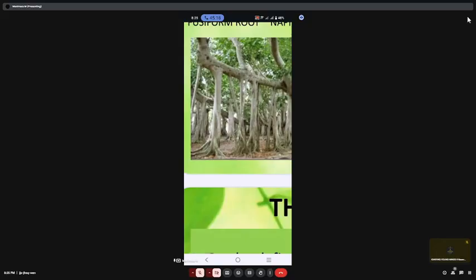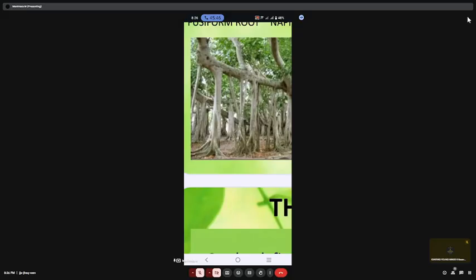So here, what happened? The roots which arise from the branches grow horizontally and then downwards, and these roots make a pillar and give great support to the plant. So this is called what? Prop roots. Example, banyan tree. The banyan tree is an example of prop roots.